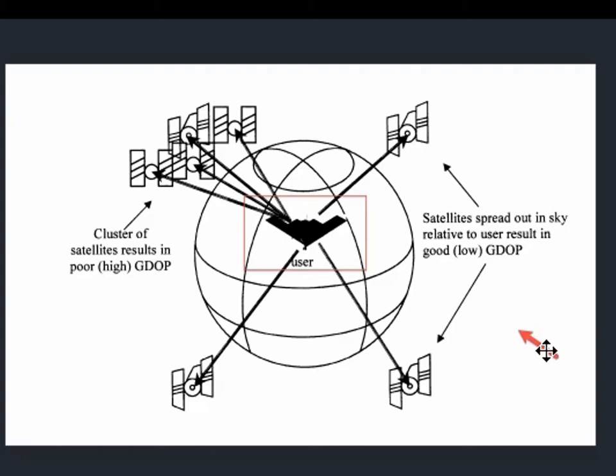And that measure is called the geometric dilution of precision, or GDOP. A low number for GDOP is a good solution. That means the satellites are widely separated. A high number for GDOP, like 10 or bigger, means don't use it for navigation at all.